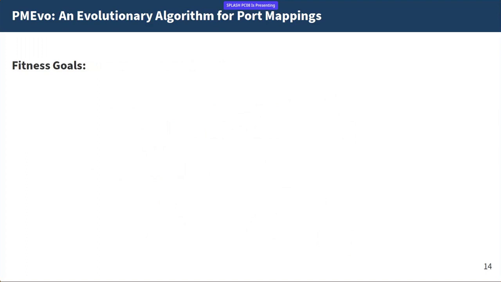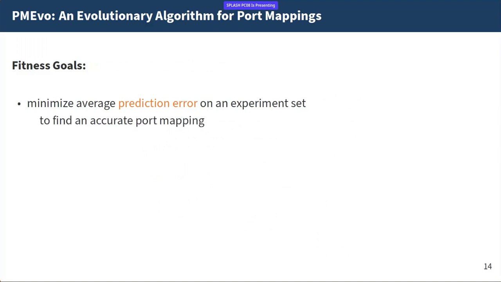An important part clearly is the fitness goal, or the fitness metric, because it determines what we're optimizing for. On the one hand, we would clearly like to minimize the average prediction error on some experiment set that should execute according to the port mapping model. If we have a low prediction error on that, we found an accurate port mapping that accurately models what the processor does, which would be nice.